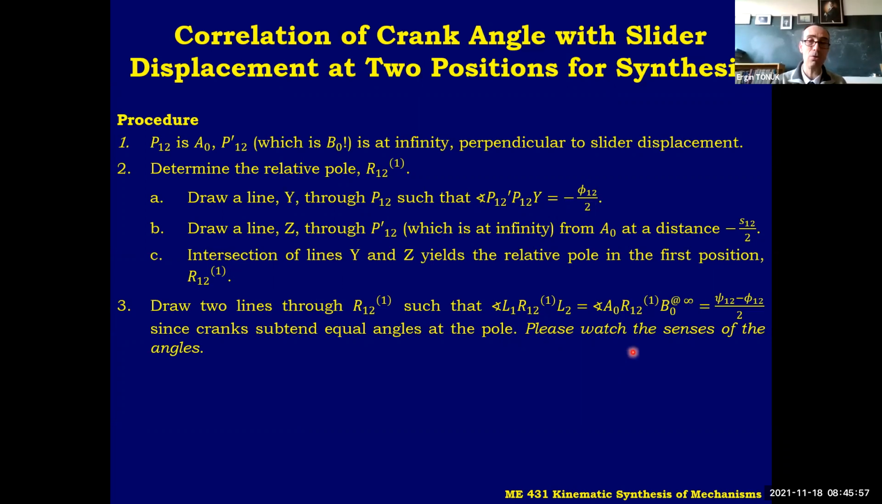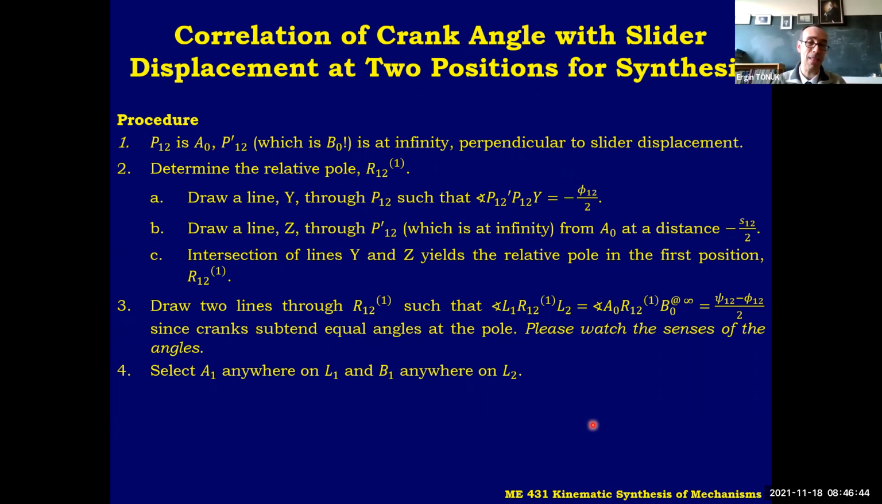And if we are careful about those, then by selecting A1, that is the moving revolute joint of the crank, anywhere on L1, and if we select B1, which is the slider revolute joint, anywhere on L2, then we are going to have a slider crank A0, A, B, and when you rotate the crank by phi12, the slider is going to have a stroke or displacement S12 in the required directions.